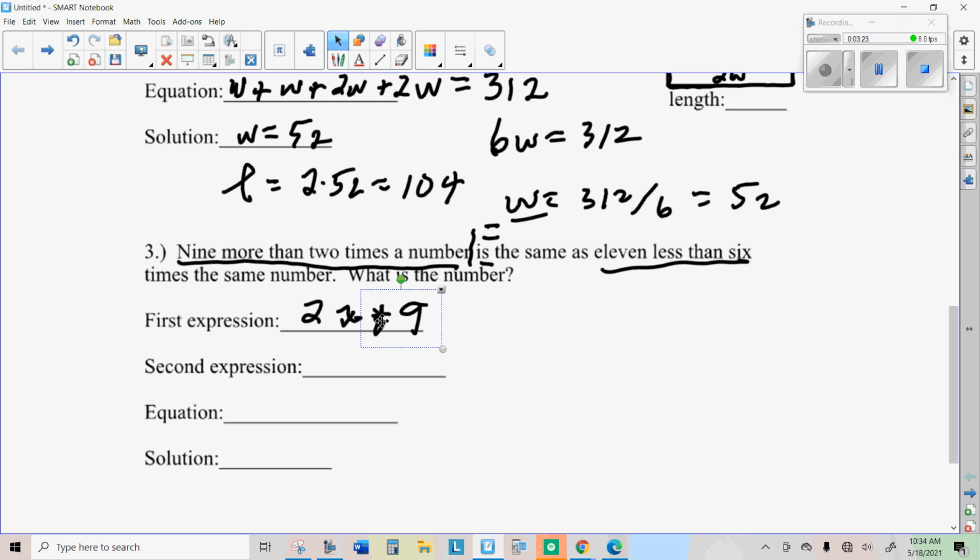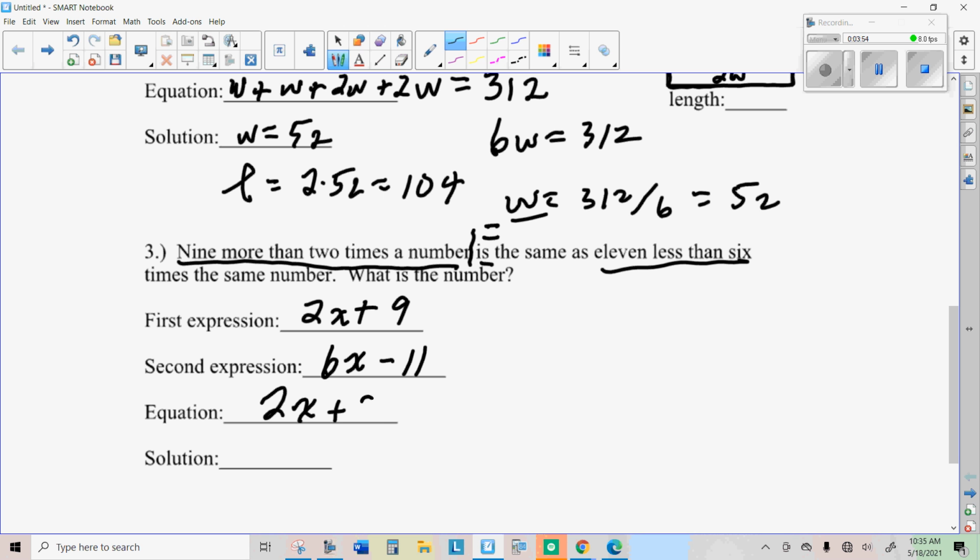And then for the other one, go ahead and read after the word is, the same as 11 less than 6 times the same number. So that would be 6x minus 11. And we know that they're the same, so we're going to do 2x plus 9 equals 6x minus 11.